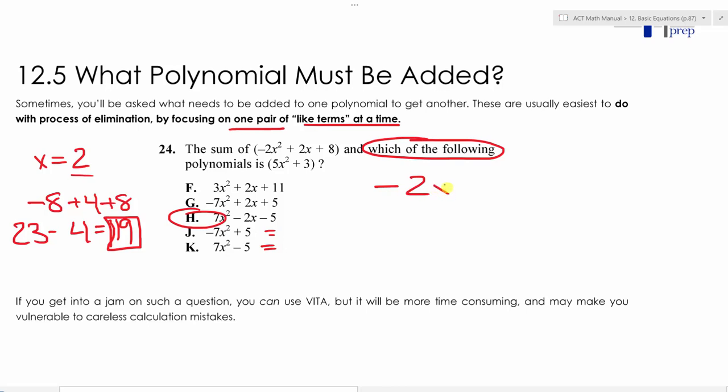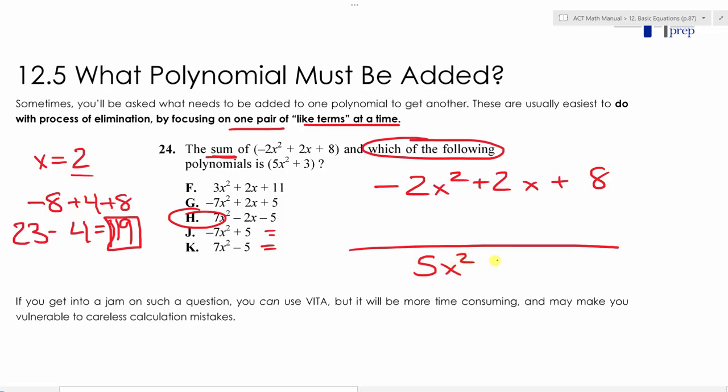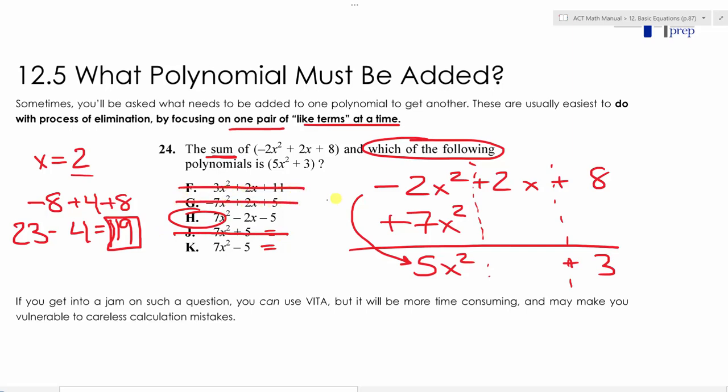We have to get negative 2x squared plus 2x plus 8, and we have to add something to that, because we're dealing with a sum, to get 5x squared plus 3. So what I mean by doing one pair of like terms at a time, or one column at a time, is this. I'm just going to focus on getting from negative 2x squared up to the 5x squared, and what do I need to do? I would need to add a 7x squared. So I know right away this answer, which has a negative 7x squared, this answer, negative 7x squared, this answer, which has 3x squared, those are all gone. And now I'm down to 50-50.